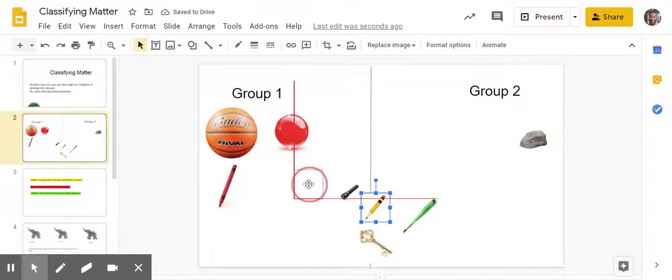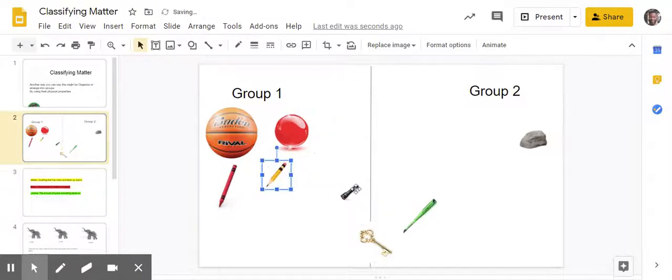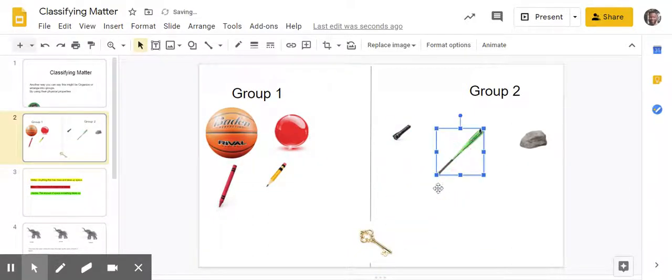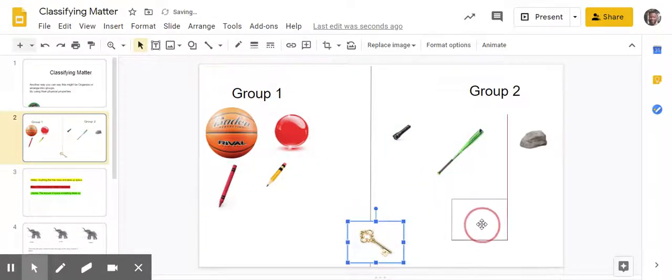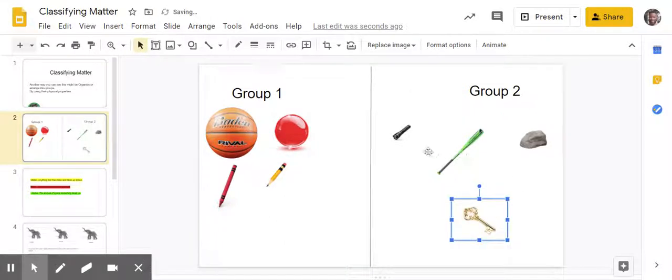This pencil you can write with, so let's put it over here with the crayon. And the flashlight is going to be hard. A baseball bat is hard. And also a key is hard. So we just use physical properties to classify these items and put them into groups. And so physical properties, again, classify and describe items for us.